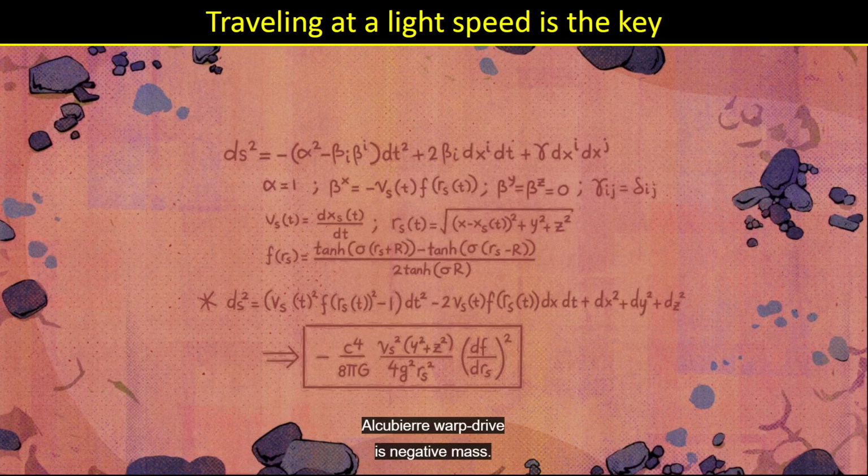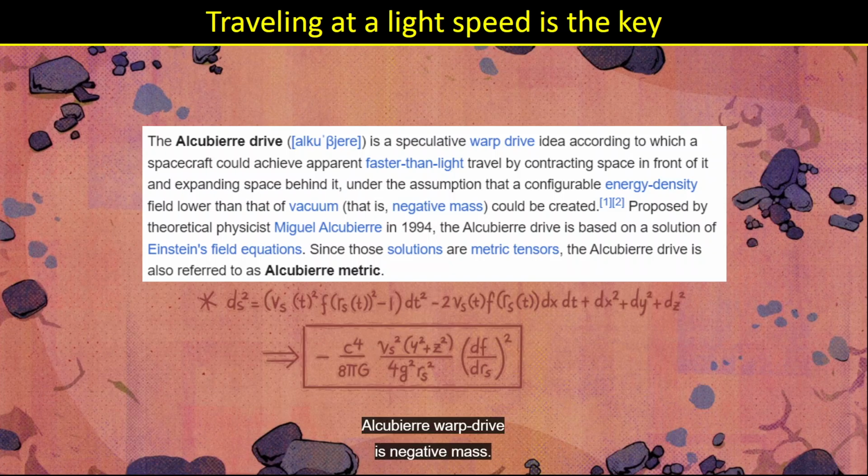Now, if you're like me, by the way, negative mass, remember, that's what Monica also said, negative mass. But Alcubierre, if you're like me, no clue what that meant. So, hey, it's actually a real thing. The Alcubierre drive is a speculative warp drive. It's an idea according to which a spacecraft could achieve apparent faster-than-light travel by contracting the space in front of it and expanding the space behind it, under the assumption that a configurable energy density field lower than that of a vacuum, that is negative mass, could be created. Wow. Craziness that it's actually based on real science.